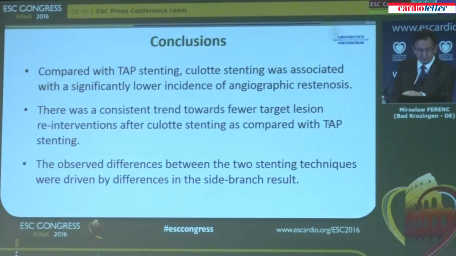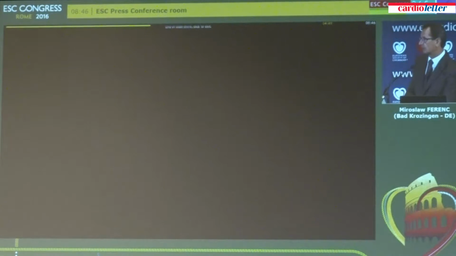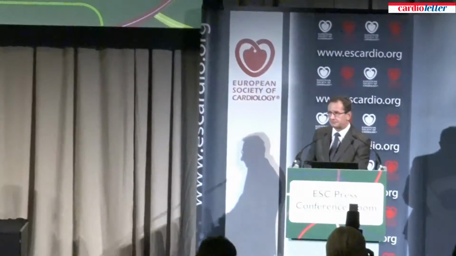So in conclusion, we could show in this study that compared with TAP stenting, Culotte stenting was associated with a significantly lower incidence of angiographic restenosis. There was a consistent trend towards fewer target lesion reinterventions after Culotte stenting as compared with TAP stenting. The observed differences between the two stenting techniques were driven by differences in the side branch result. Thank you so much. The study is also published online in European Heart Journal.